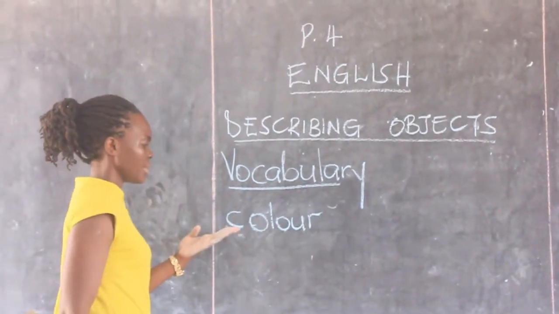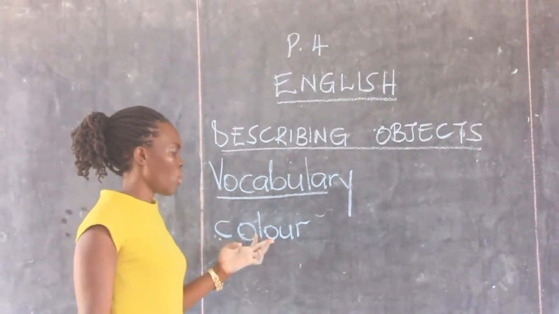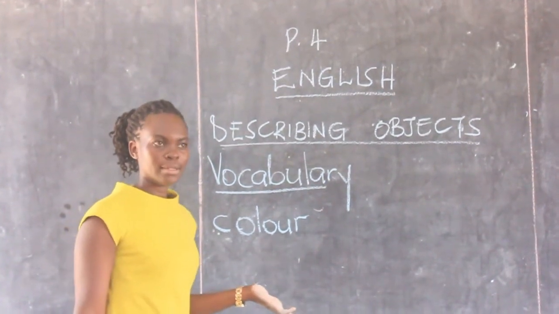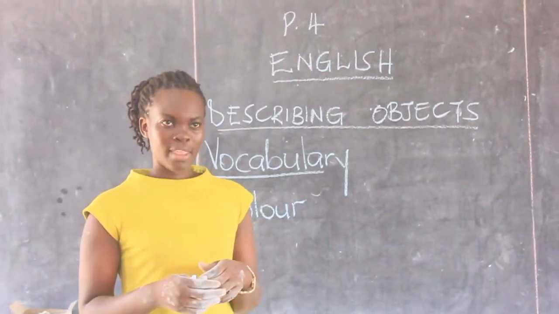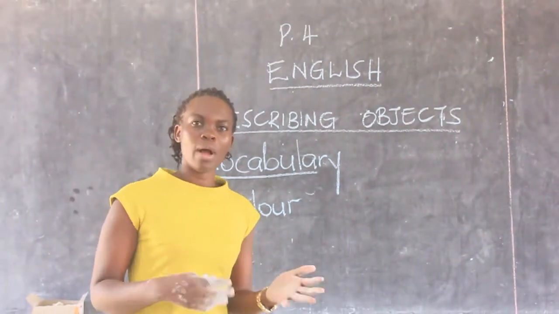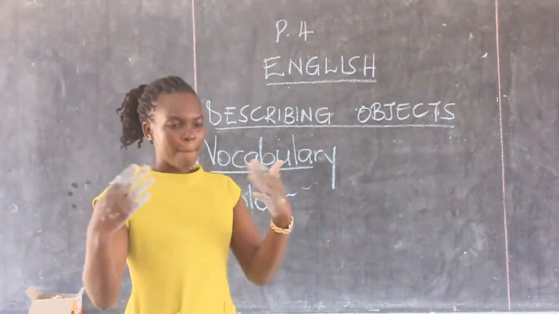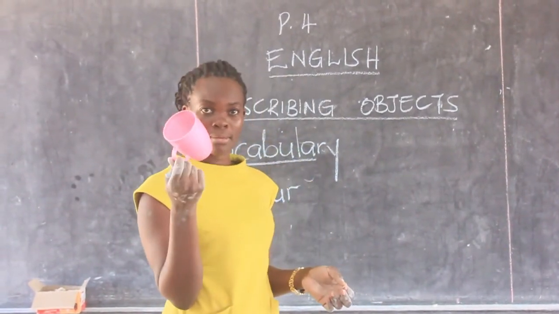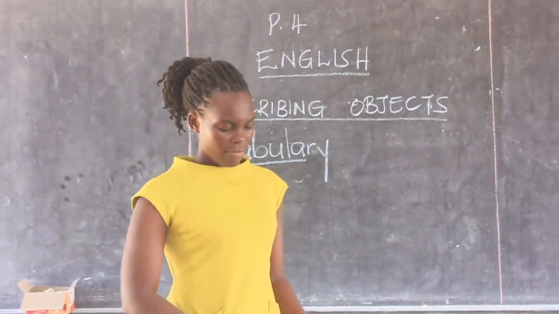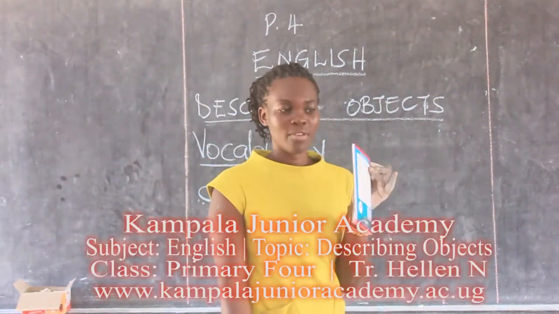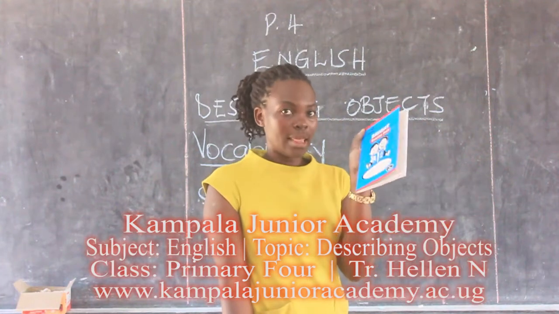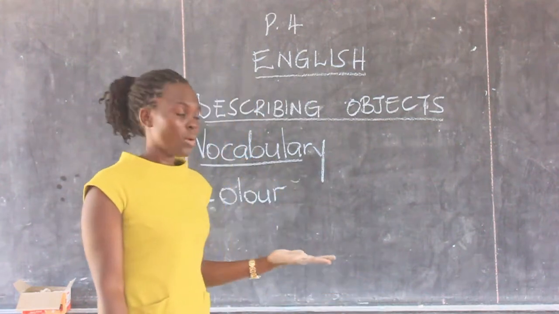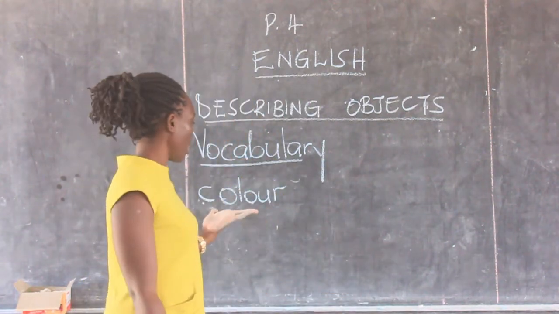Color. C-O-L-O-U-R. Color. When I talk about color, it is what you see. There are very many colors that we know. Black, white, yellow, red, pink, maroon. Mention them. So with my cup here, which color is this? Pink. This is pink. I have a book here. There are very many colors, but the biggest color there is blue. So when we talk about color, it's what you see of an object.